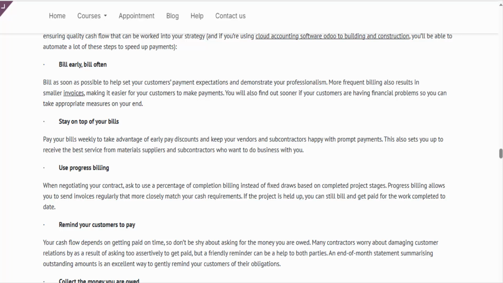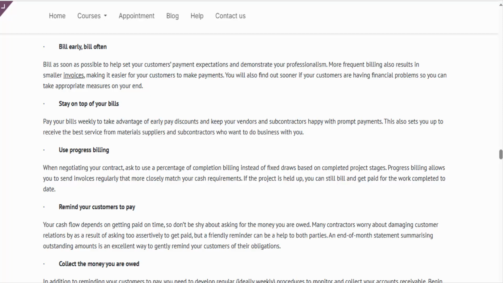Collect the money you are owed. In addition to reminding your customers to pay, you need to develop regular, ideally weekly, procedures to monitor and collect your accounts receivable. Begin investigating as soon as invoices become past due. Unfortunately, rather than telling you about a problem they might be having with your work or their own cash flow, some customers simply don't pay, and the older an invoice gets, the harder it becomes to collect. Be sure to document all conversations with customers and project managers regarding past due invoices.